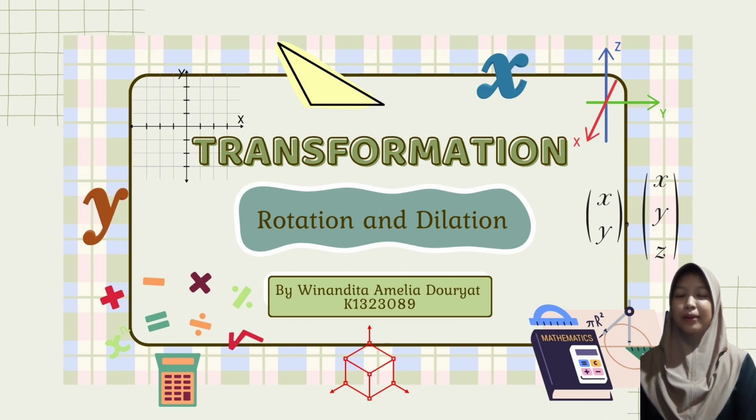My name is Winandita Amelia Douryat with NIM K1323089. Today I want to explain about transformation. Transformation is divided into four: reflection, translation, rotation, and dilation. But at this moment, I want to explain two of them: rotation and dilation.